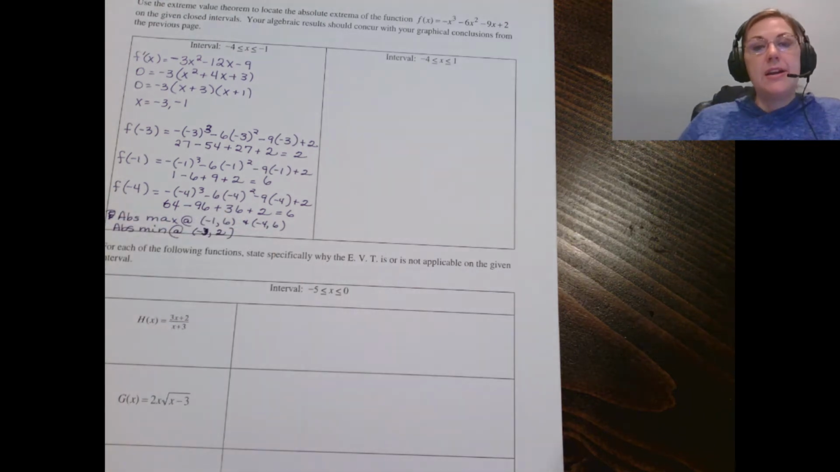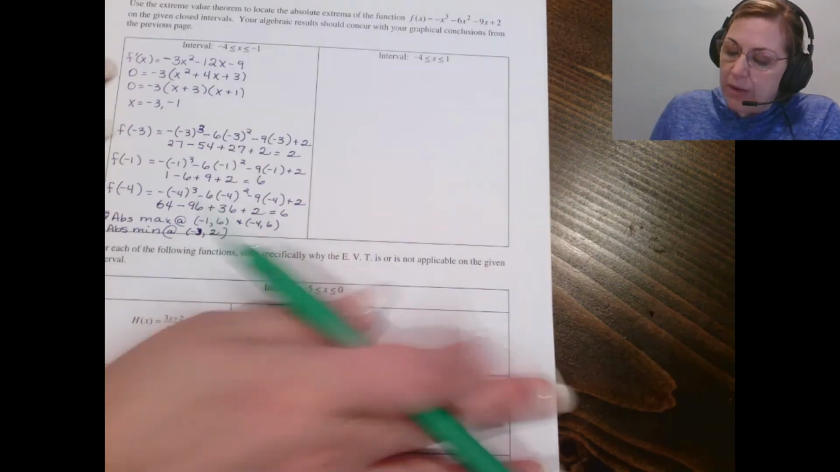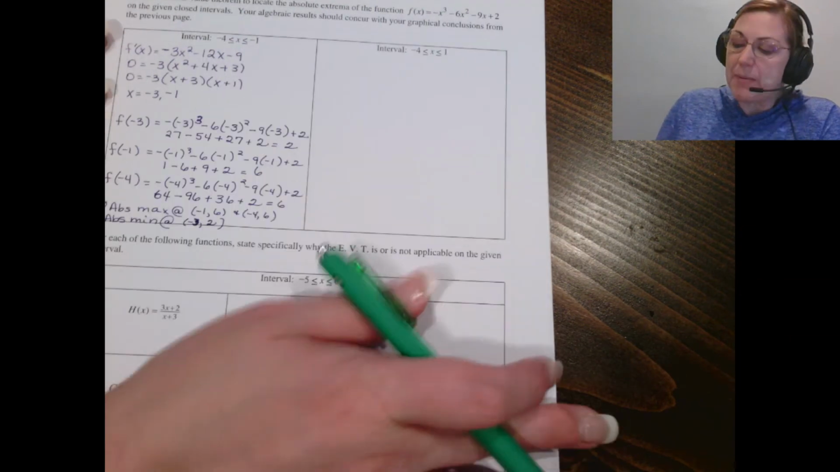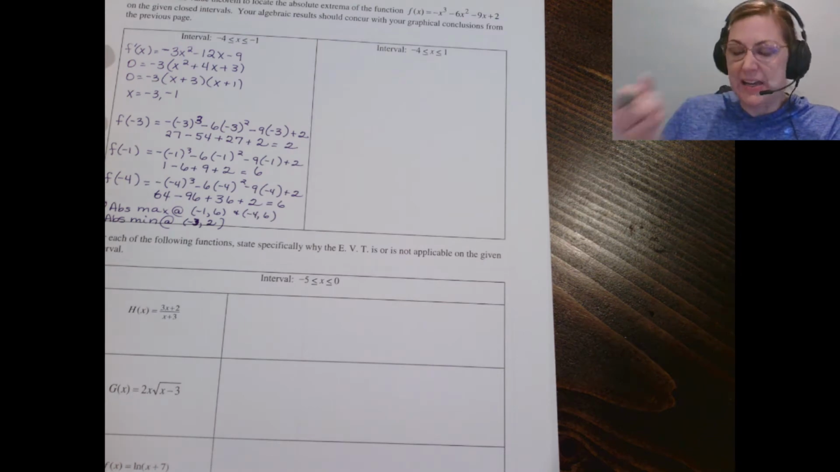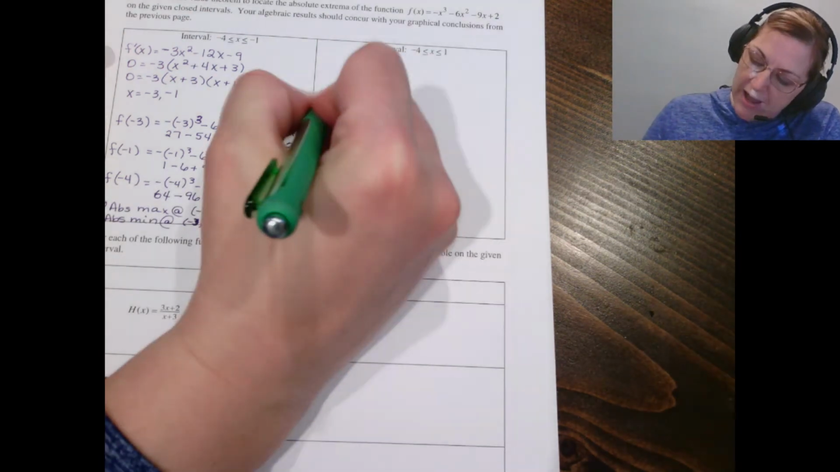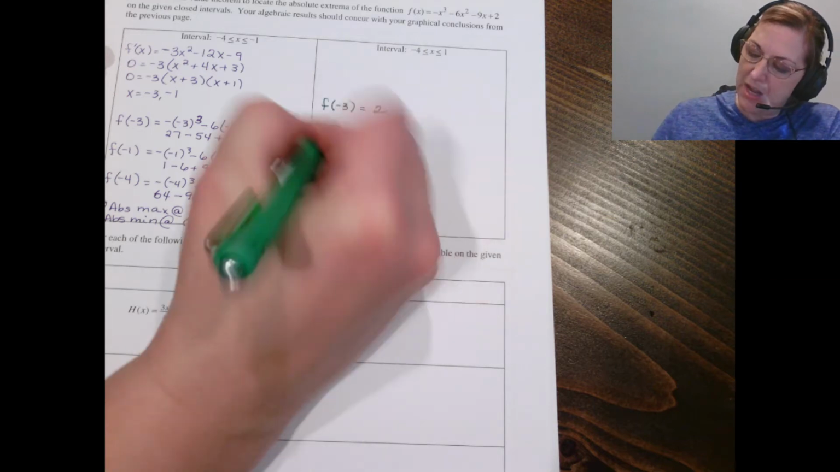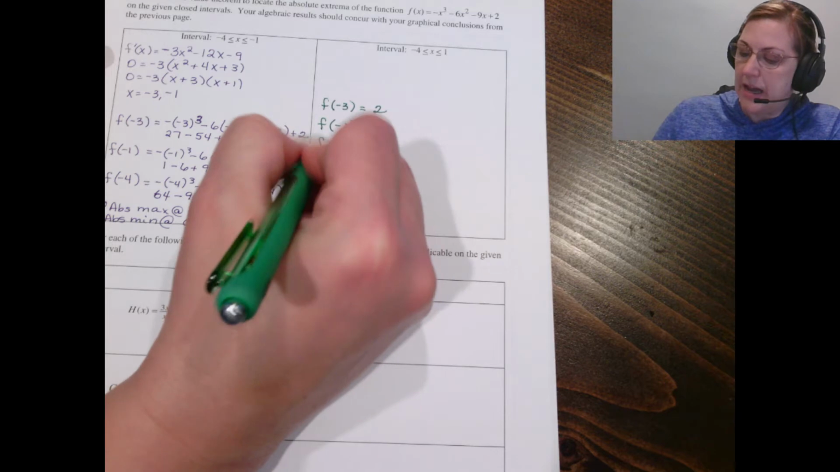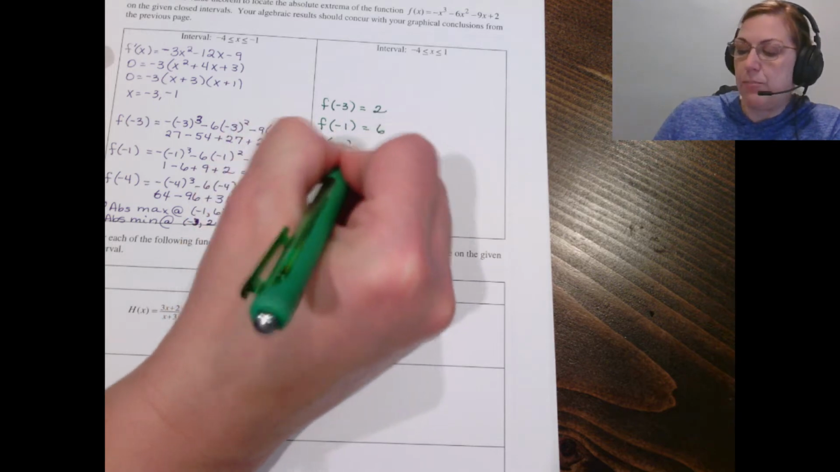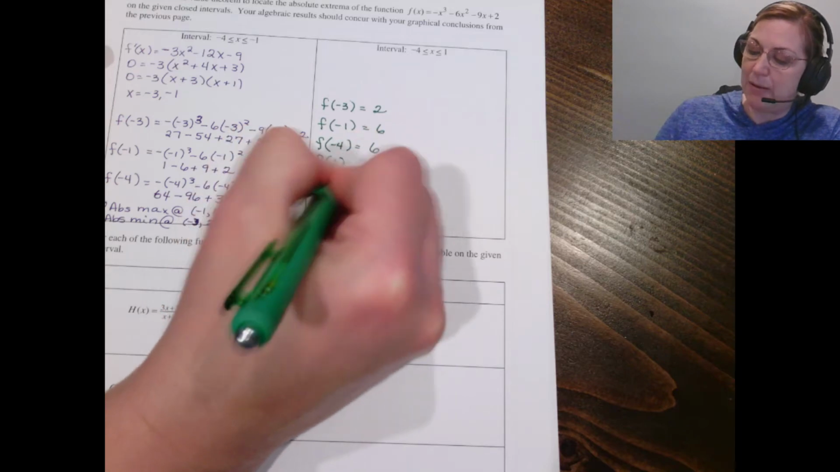Okay. Now, if I change the interval to negative 4, positive 1, then of course I'm going to use my critical points, but I'm also going to add that endpoint of 1. So I'm still using my negative 3, which came out to be 2. I'm still using my critical point at negative 1, which came out to be 6. I'm still using my endpoint at negative 4, which also came out to be 6, but now I'm adding an endpoint at 1.